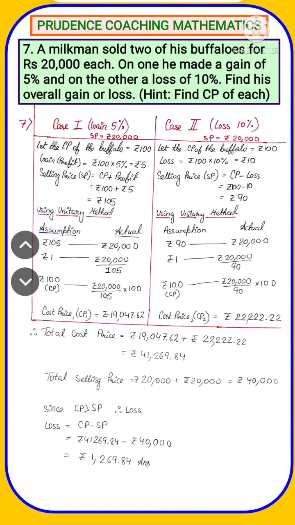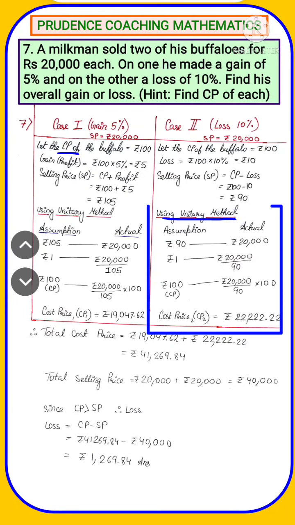But here we need to calculate the cost price. So here the cost price is 100 rupees according to our assumption. So we know the value of 1 unit, that is this one. With this, if we multiply by 100, we will get the value of 100. So we have multiplied it with 100. So we have got the actual cost price to be rupees 19,047.62 paise.